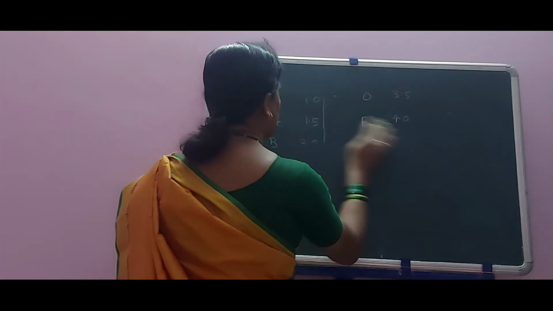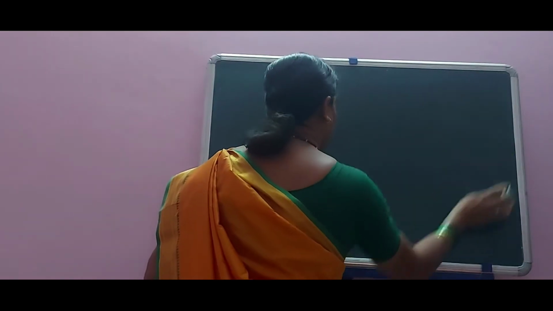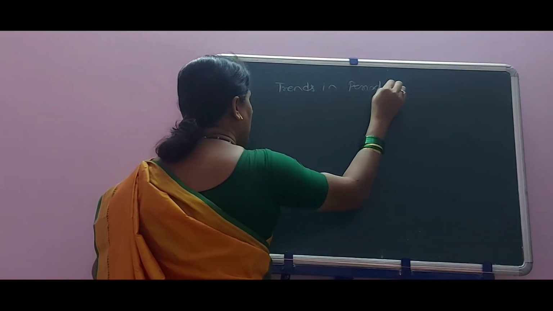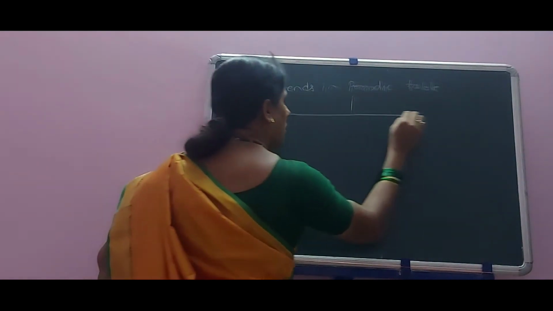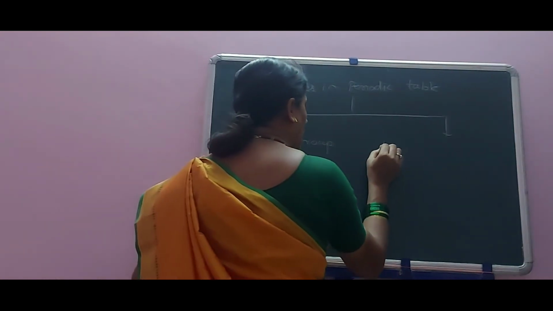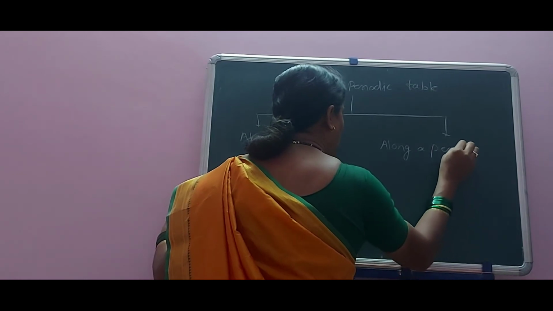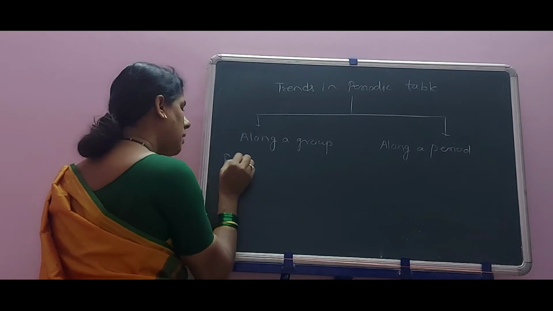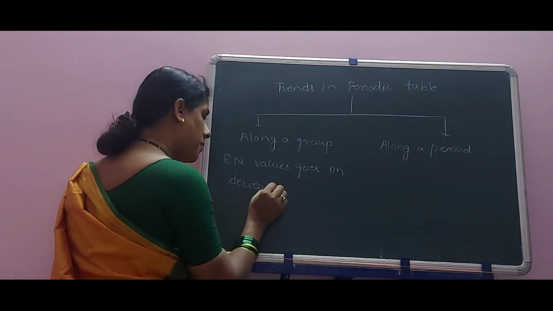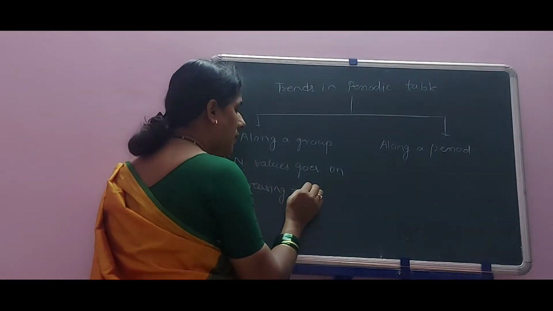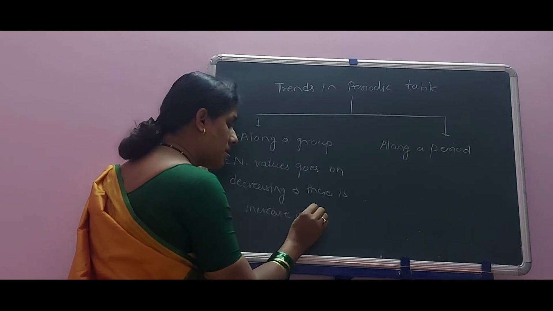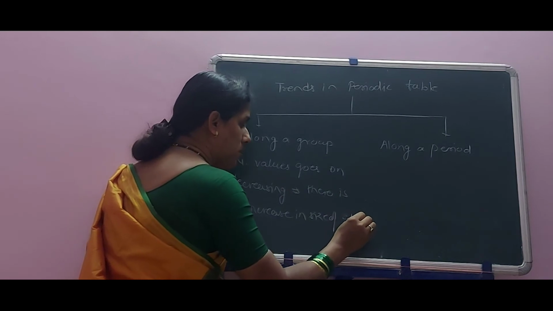Now we are going to discuss the trends in the periodic table. In these trends we discuss two points: along a group and along a period. Along a group, the electronegativity values go on decreasing. Why? Because there is an increase in the size of the atom or element.